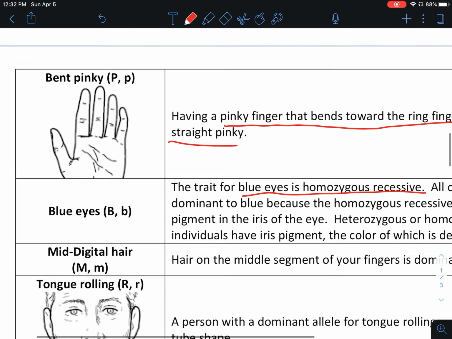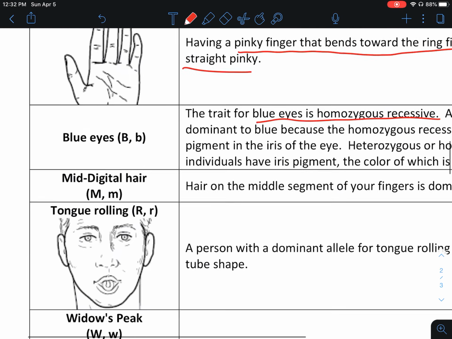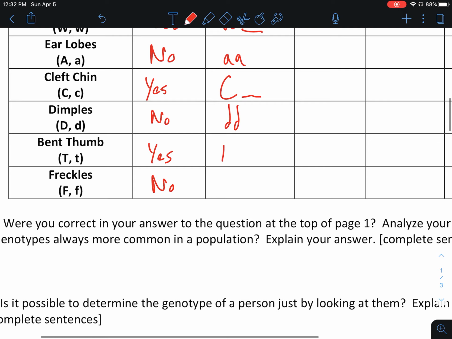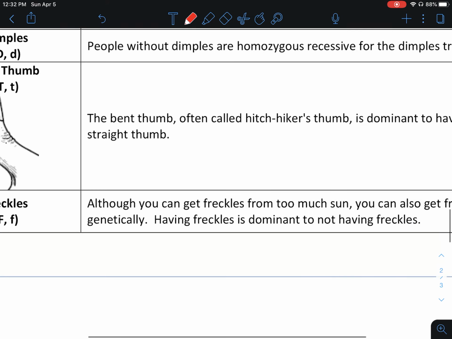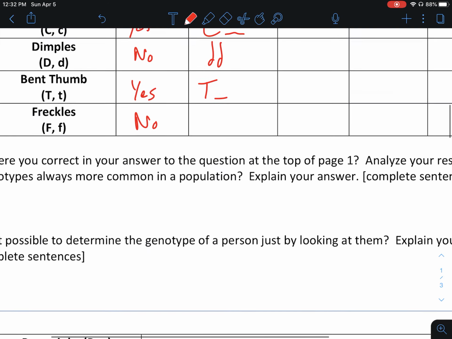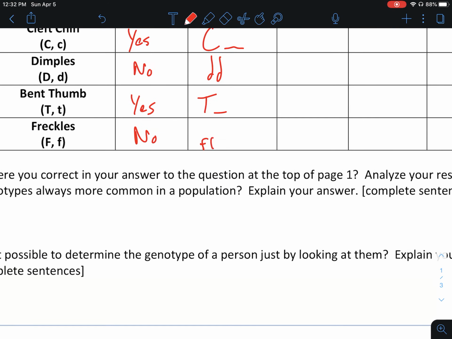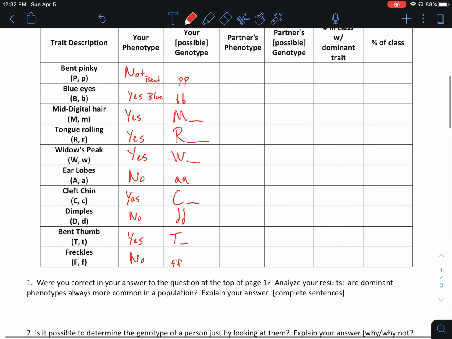Bent thumb. I do have a bent thumb. It's dominant to having the straight thumb, so I have capital T, but I don't know the second allele. And then freckles is a no. Having freckles is dominant to not having freckles, so I don't have freckles, which means I have the recessive. Okay, so that's what mine looks like.